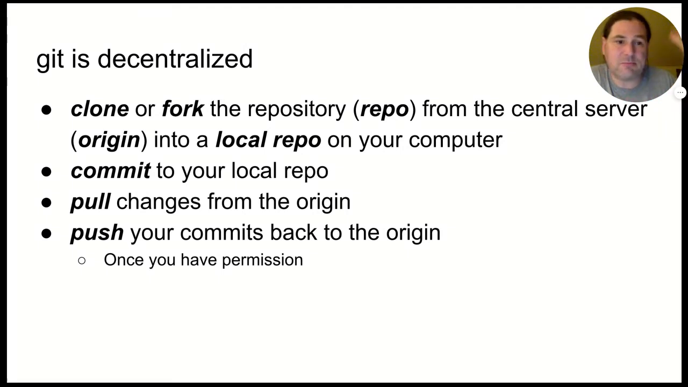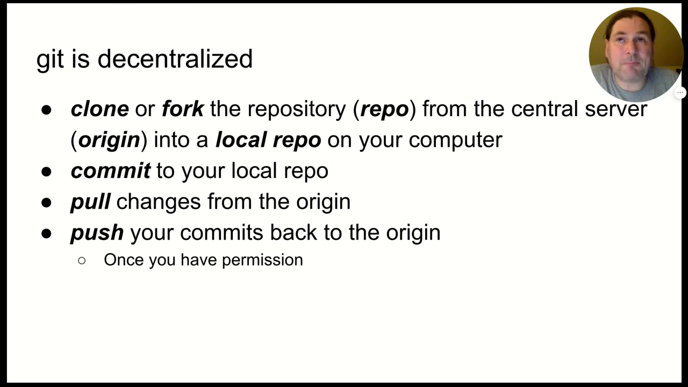Once I've cloned it, I can make changes to the files. I can commit to it. If new changes get sent to the origin, I can pull changes. And origin is what Git calls whatever, like if you clone something and make your own local copy, where you got it from is considered the origin. It doesn't have to be called origin. You can name it anything you want, but the convention is to call it origin. If you don't call it origin, people might get confused. And once you have permission, you can push your changes back to the origin.